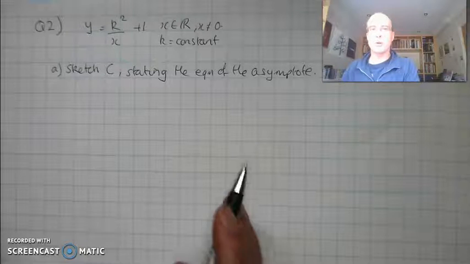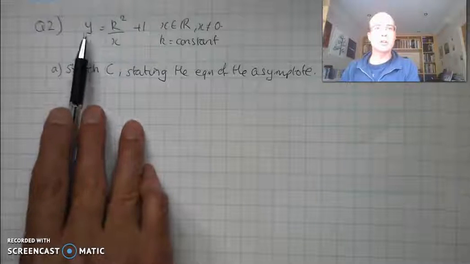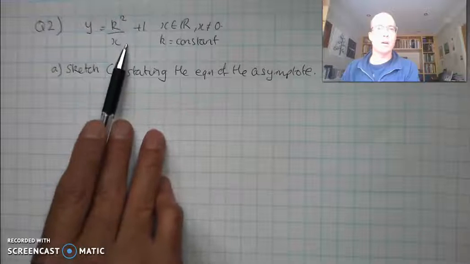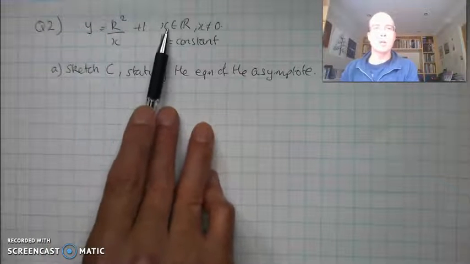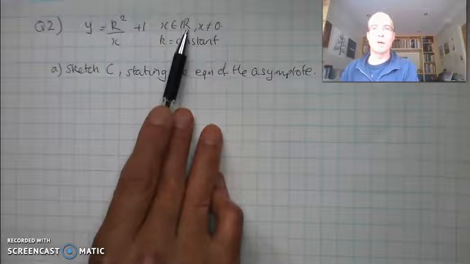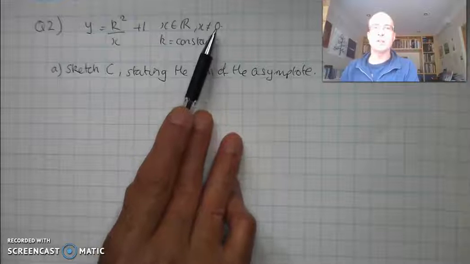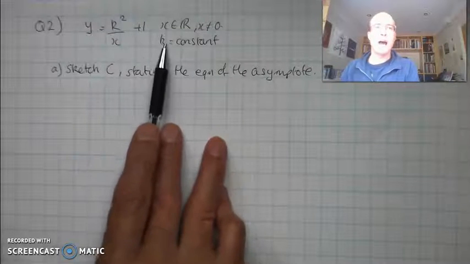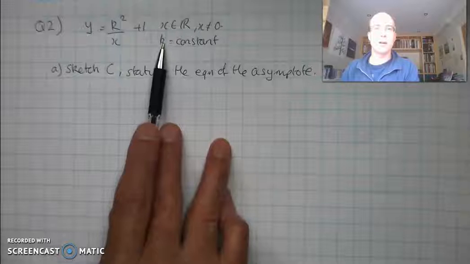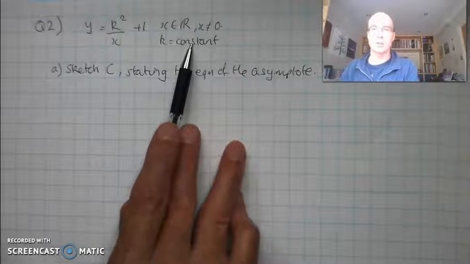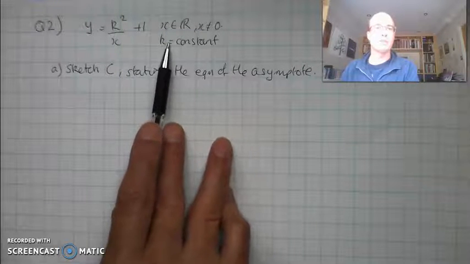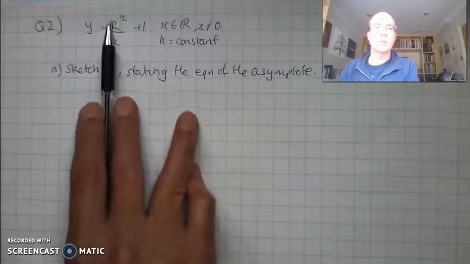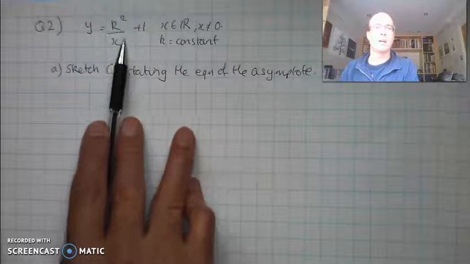Okay, let's have a look at question 2. So we've been given a function, y equals k squared over x plus 1. We've been told that x is in the set of real numbers. x is not equal to 0, obviously it will head off to infinity at that point. And we've been told that k is a constant. So we don't know what it is, k is a constant, and we've been given k squared over x.